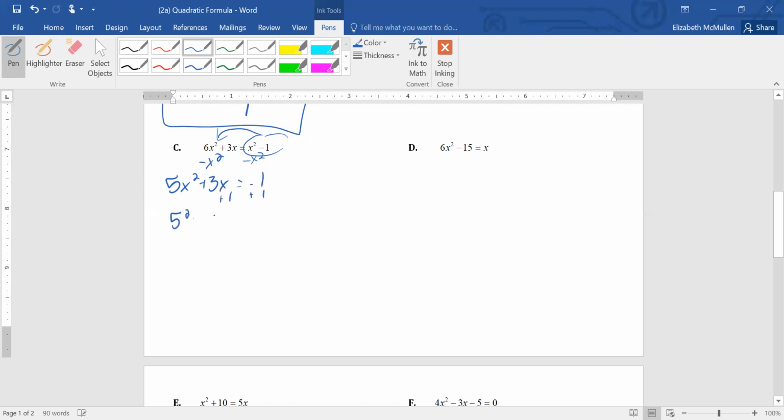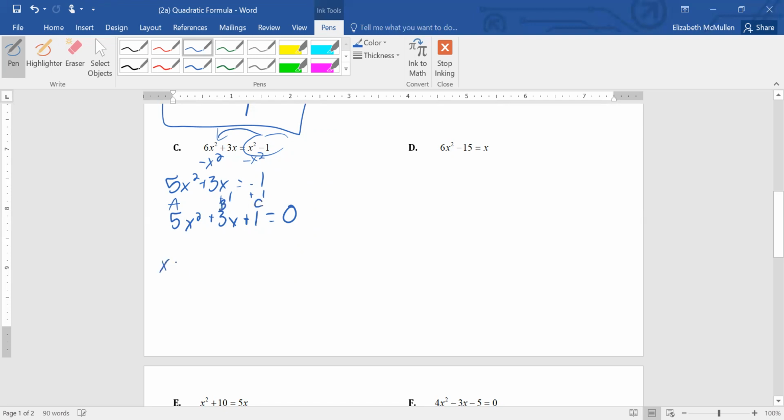So 5x squared plus 3x plus 1 equals 0. All right, now we label. We have our a. You know what? If I write this as x squared and not 5 squared, that might be helpful. So we have our a, we have our b, we have our c.